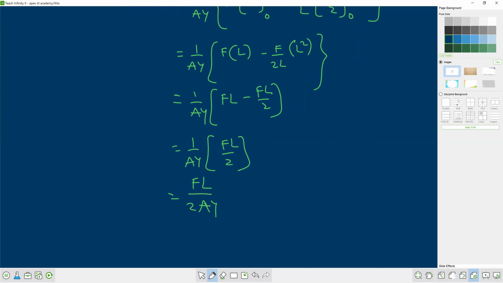But what is the force here? The force acting on the charge is due to the electric field. So in place of F you can write EQ only. So EQL by 2AY is the total expansion in this particular given rod.